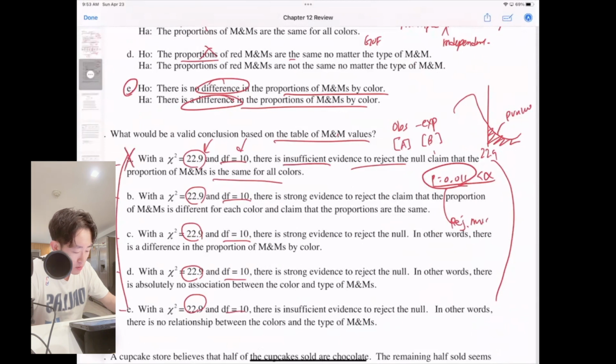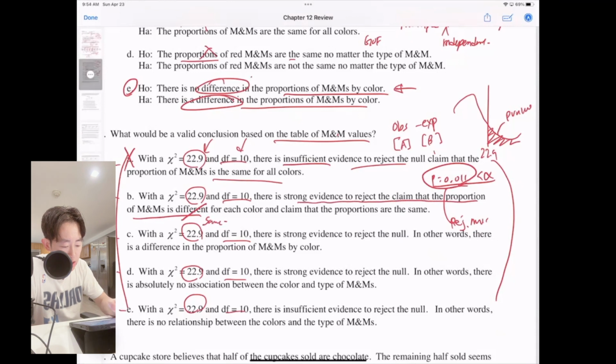With chi-squared, there's strong evidence to reject the claim that the proportion of M&Ms is different for each color, and the claim that the proportions are the same. So here, the null claim is actually that there is no difference. So there's strong evidence to reject the claim that the proportion of M&Ms is different. No, we have to reject the fact that it is going to be the same, because the null is saying that there's going to be no difference. And if you're rejecting the null, you're rejecting this claim right here from answer choice E from the previous question. So this is not going to be true.